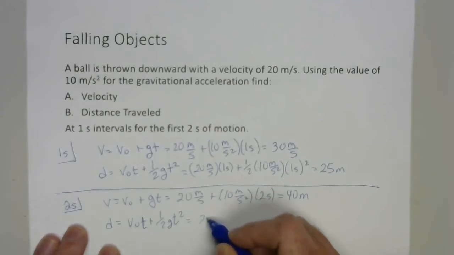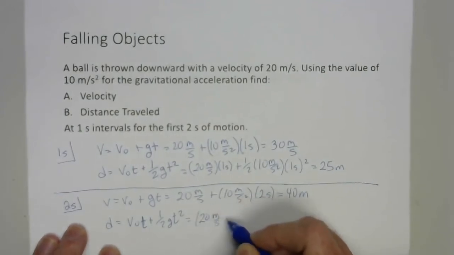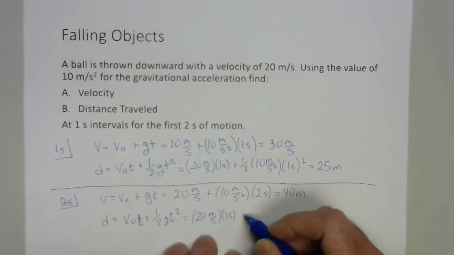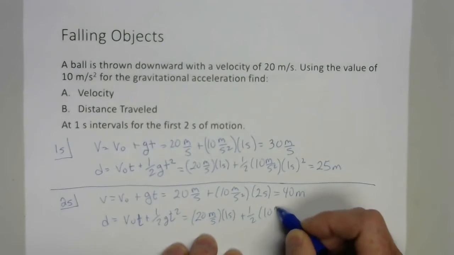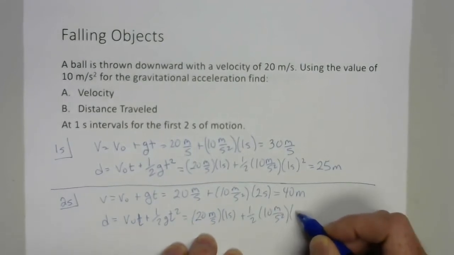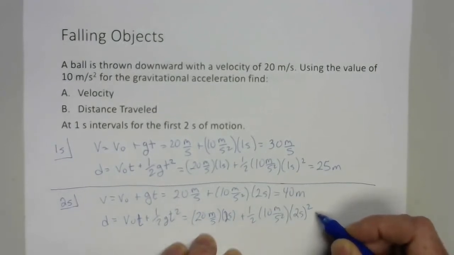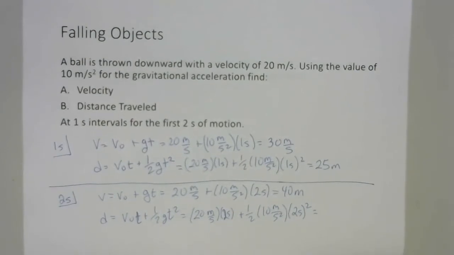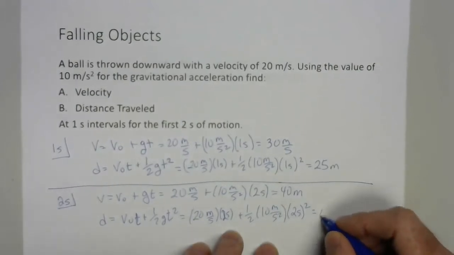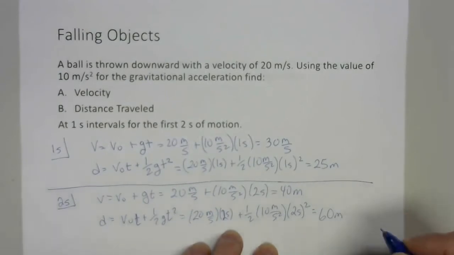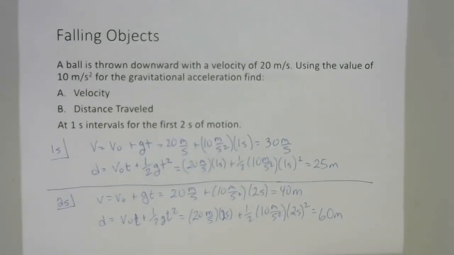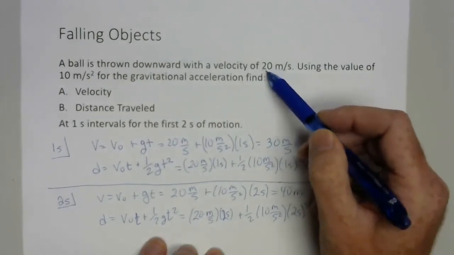And so it's going to be 20 meters per second times 2 seconds plus 1/2 times 10 meters per second squared times 2 seconds squared. So this is at 2 seconds, not 1 second. So then we got 20 times 2 plus 0.5 times 10 times 2 squared. We've traveled 60 meters after 2 seconds. But that's assuming that these two are going in the same direction.